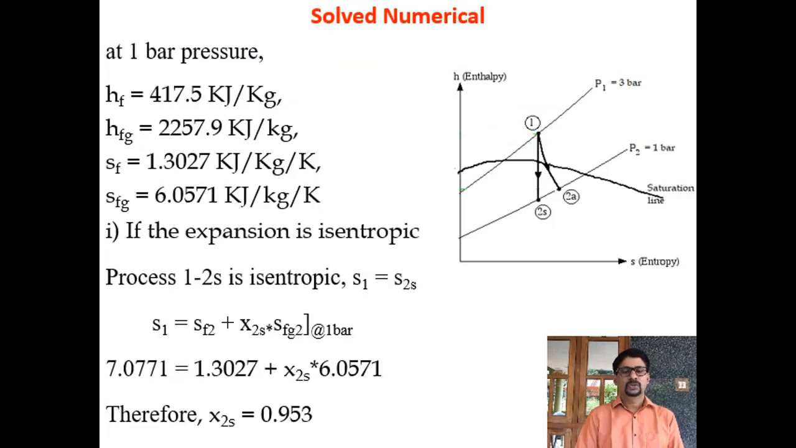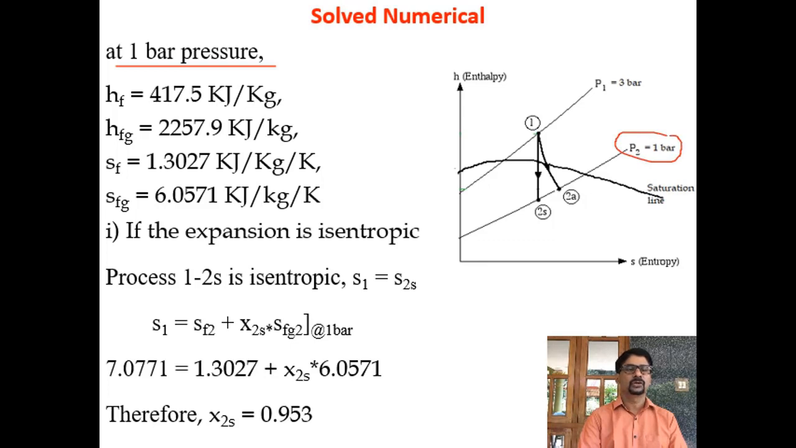Now you have to solve the problem under two cases. One is considering isentropic expansion, the other one is actual expansion. Irrespective of whether it is isentropic or actual expansion, whether the process is reversible or irreversible, note down the values at 1 bar pressure, that is at the exit of the nozzle.